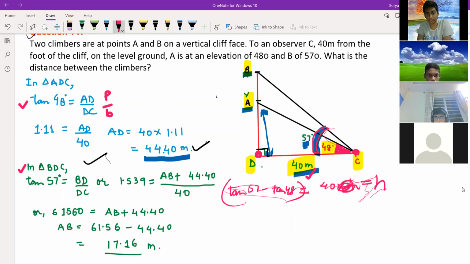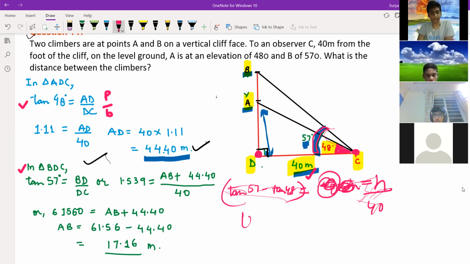Tan 57 minus tan 48, the difference, into the difference of the angle you're finding, right? Difference of the angle into base, right? H is nothing but your perpendicular and 40 is base. It is nothing but the same formula only, right? Difference between them is H by 40. You can do this one only. Understood, Prahasan?